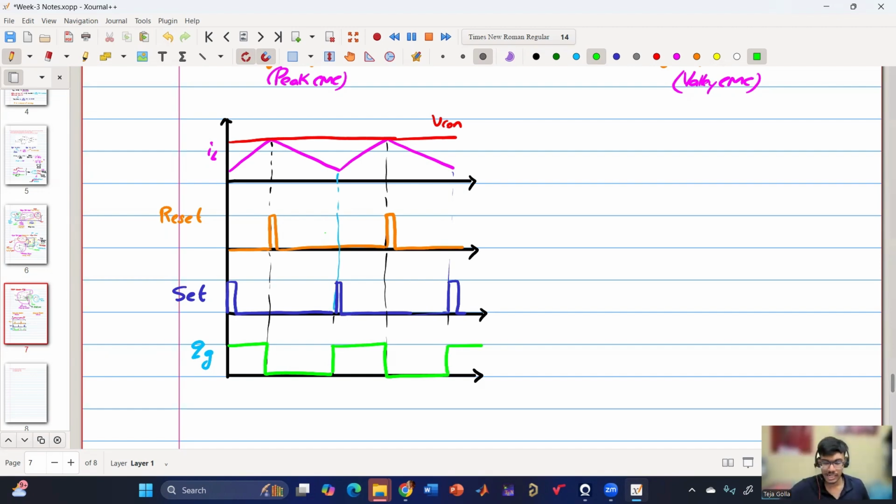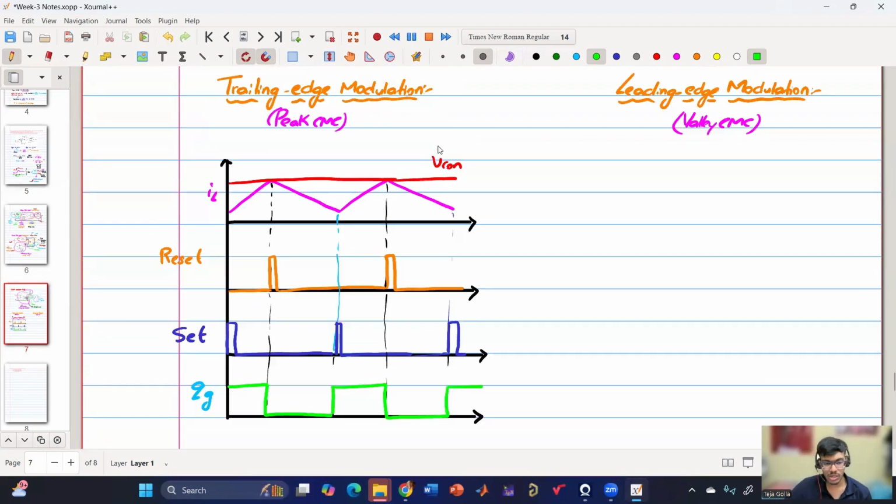So the inductor current is trailing. So the control voltage will be at the peak. So that's why it is called peak current mode control. If the inductor current is leading, then the control voltage will be at the valley. So then it will be called valley current mode control. So is this clear?